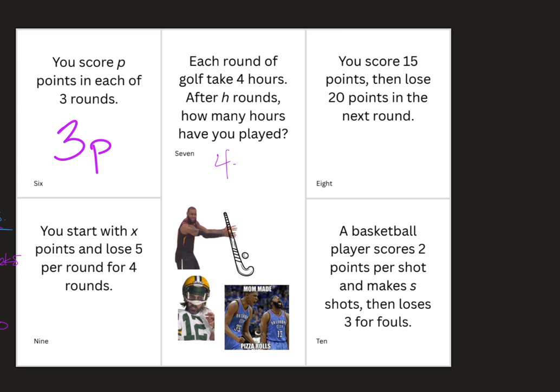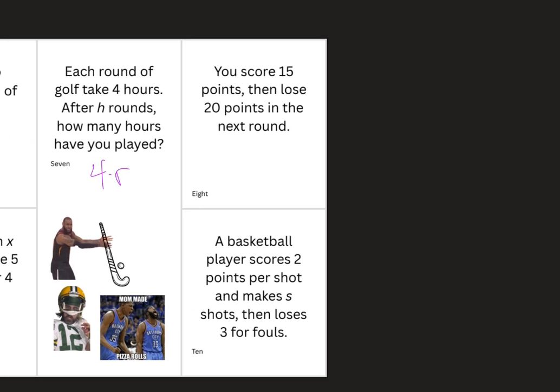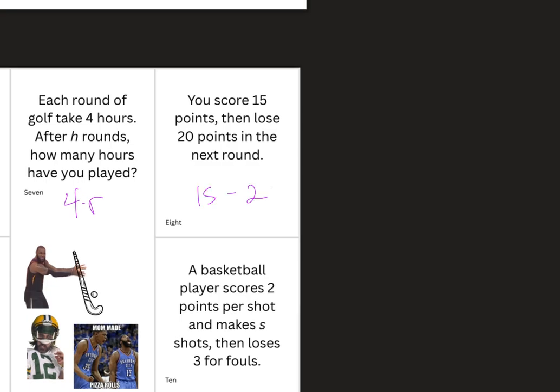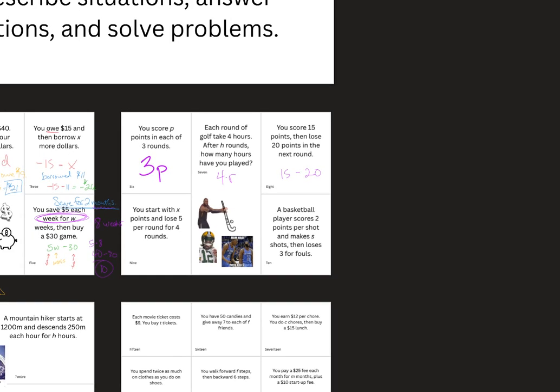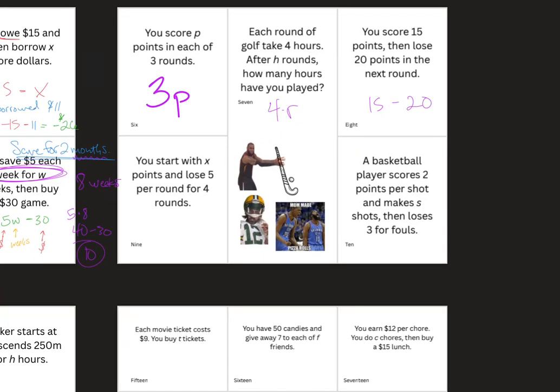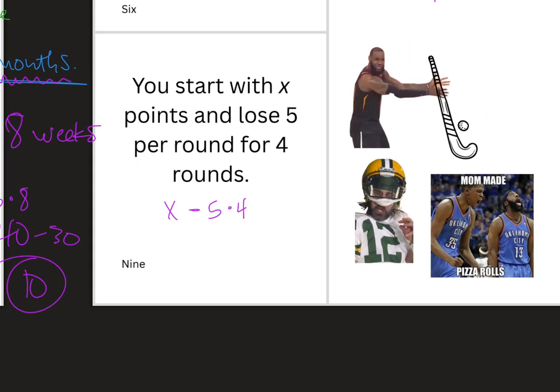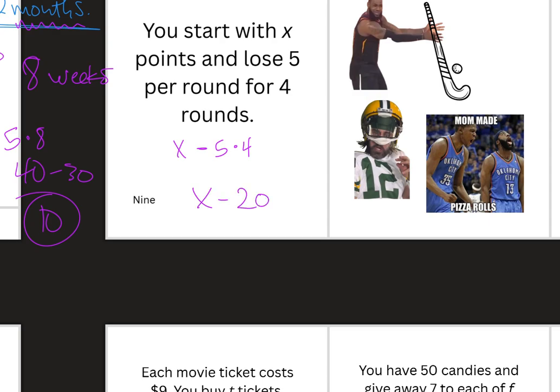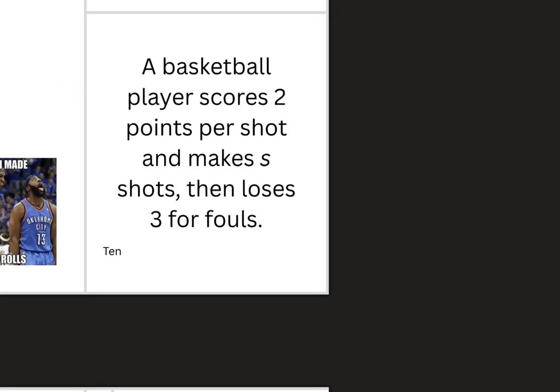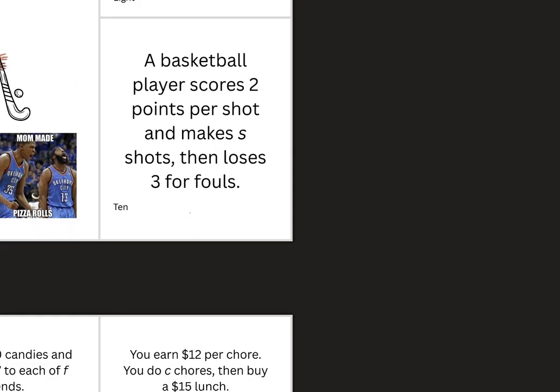Well, that's 4 times R. You score 15 points, then you lose 20 points. That's it. And yes, it would be negative 5. You start with X points and lose 5 per round for 4 rounds. So you could either write it like that or like that. A basketball player scores 2 points per shot and makes S shots. So 2S, and then loses 3 for fouls.